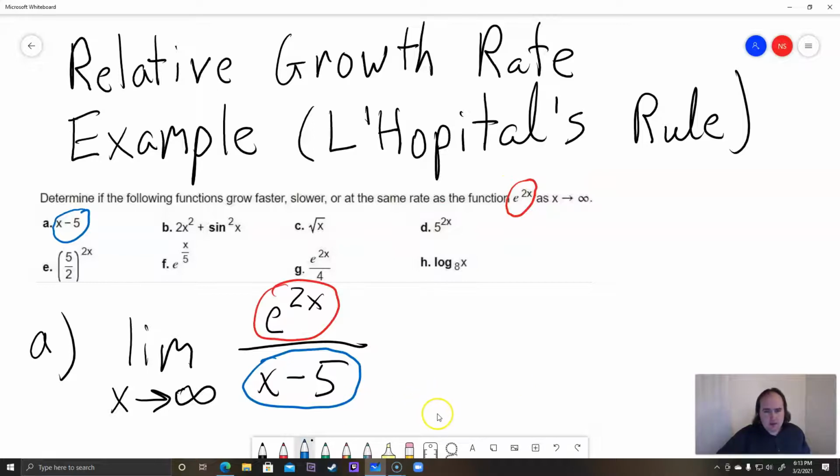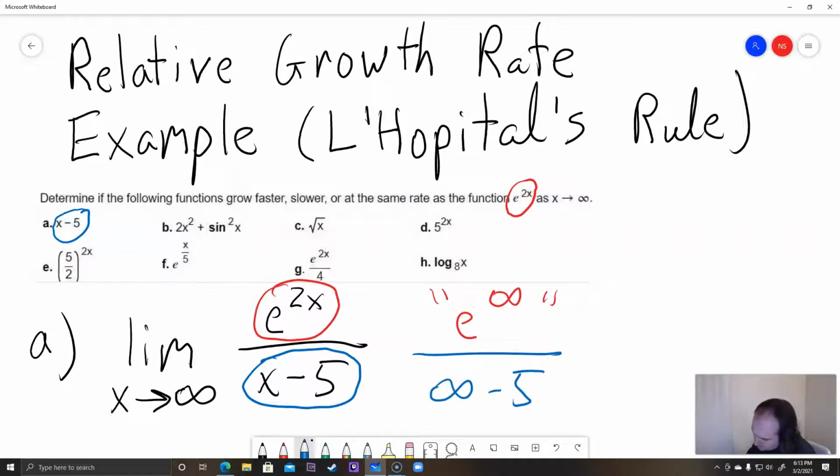Okay? Now the thing is, if we just go ahead and do this limit the way it's written, in the numerator we're going to get e to the infinity, I'll put quotes around that, and in the denominator we're going to get infinity minus 5. Again, I'll put quotes around it because that's not 100% real math to write e to the infinity. You can't exactly just plug it in, but you think about it, e is a positive number, so if you raise it to the infinity power, it's still going to be infinity.